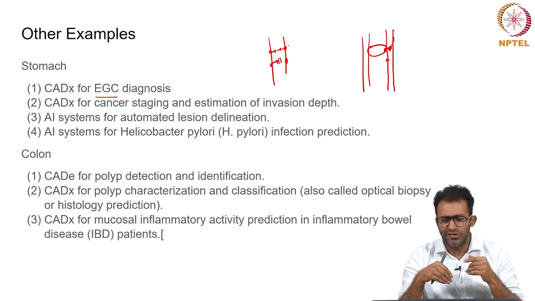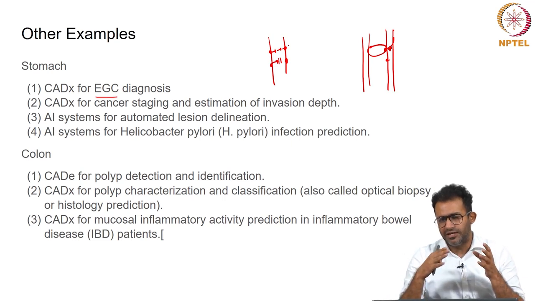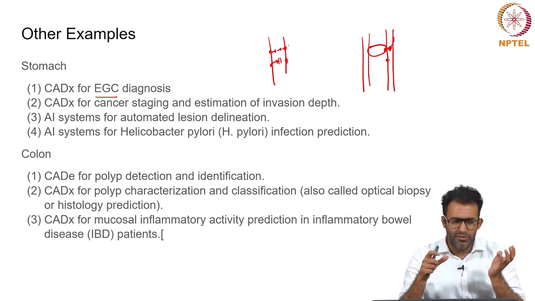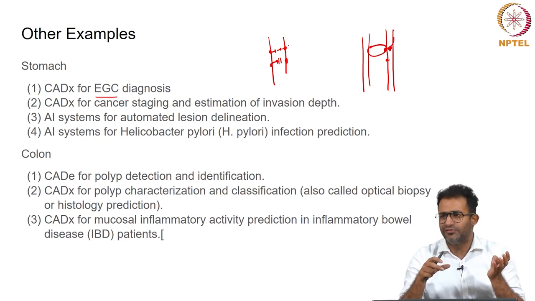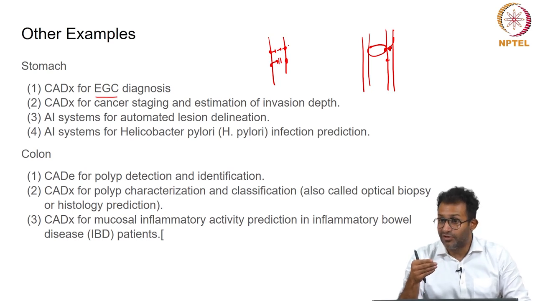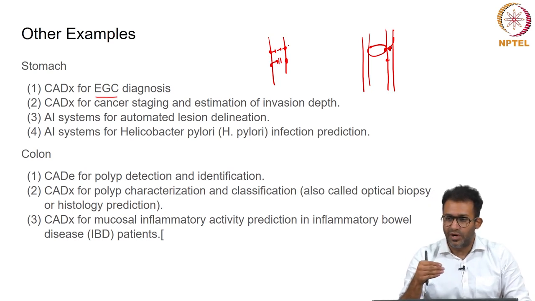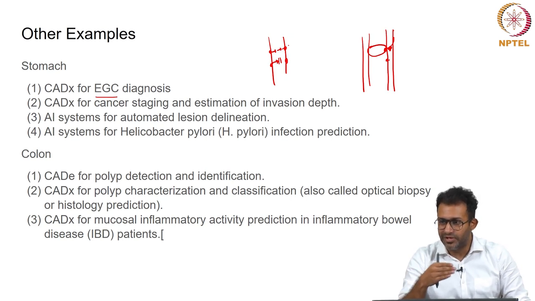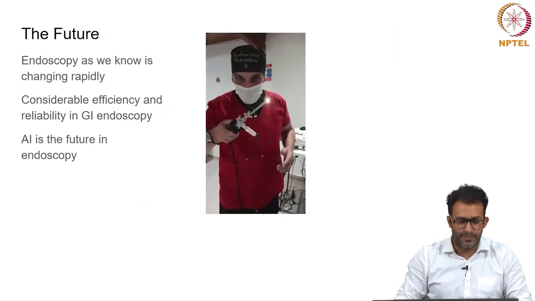We can use AI for mucosal inflammatory activity prediction, and understanding that helps us in understanding what medications to give. Some of the medications we give for ulcerative colitis and Crohn's disease also have a huge amount of side effects. We give a lot of steroids to treat them. So, understanding the exact level of inflammatory activity helps us in tapering and adjusting the dose so that we can free the patients of the side effects of these drugs.